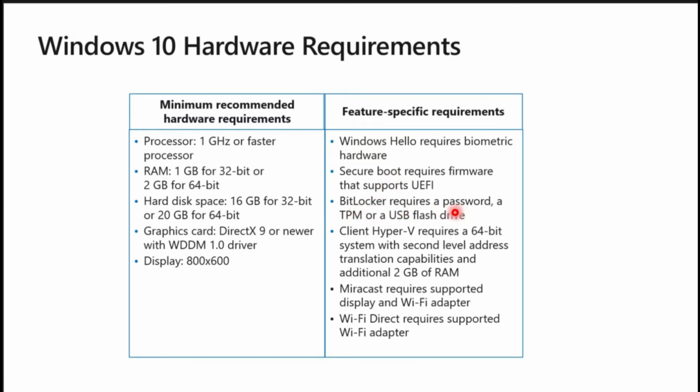BitLocker requires a password. BitLocker is an encryption method. We can encrypt the drive. For example, you have a C drive, E drive. So if someone takes your hard disk and plugs it in somewhere else, they'll be able to see the information. So you can encrypt with BitLocker. Client Hyper-V requires a 64-bit system, so that will not run in 32-bit.